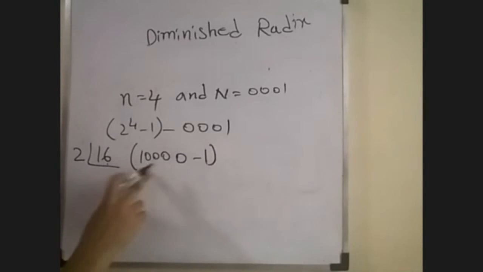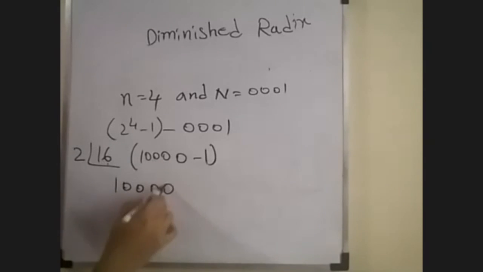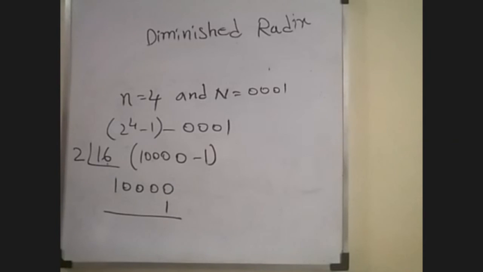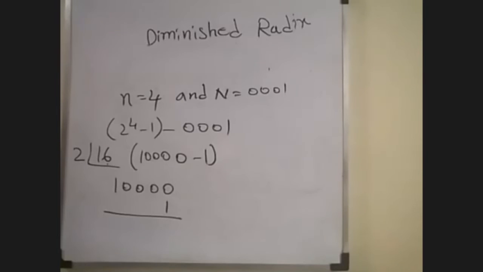So now what is the minus 1? That means 10000 minus 1. So subtract this. 4 ones, ma'am.